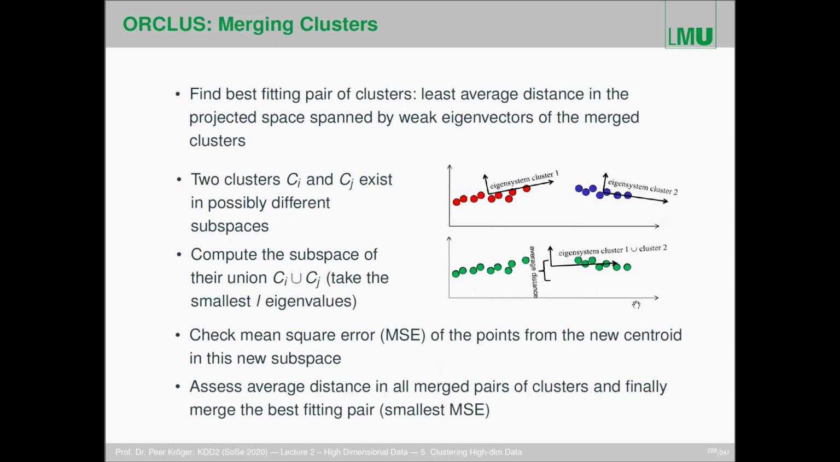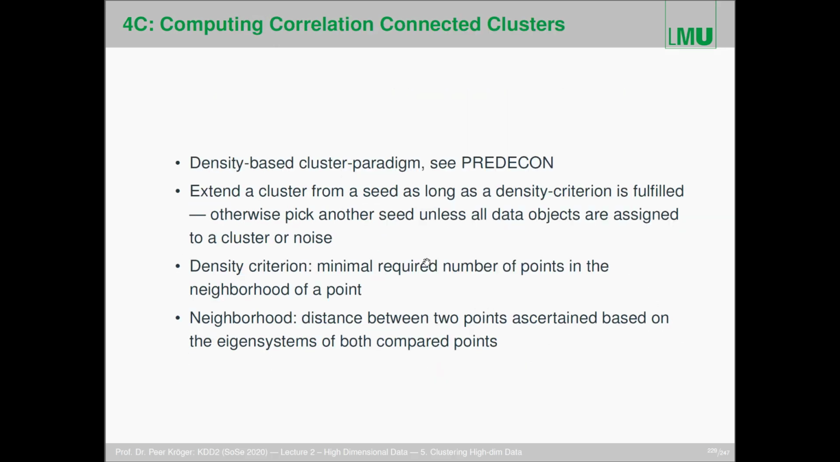So next up is 4C, which is, as I told you before, the extension of PreDeCon. The basic idea of PreDeCon was that we learn some kind of distance measure, but in an axis parallel variance analysis, some new distance measure, and then integrate this distance measure into DBSCAN. And the same idea is followed by 4C.